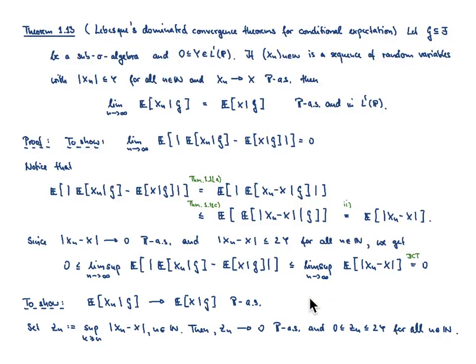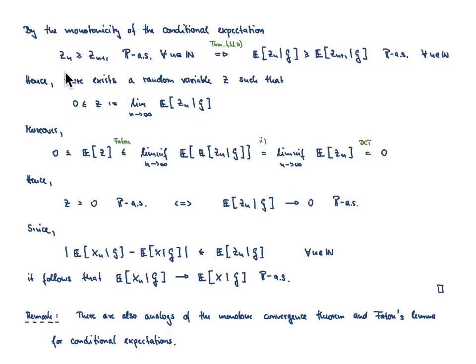Now let us address the almost sure convergence. And for that I would like to define the following random variable Zn, defined as the supremum over all k larger or equal to n of the modulus of the difference between Xk and X. So what do we know? By assumption, since we know that Xn converges to X P-almost surely, we know that Zn converges to 0 P-almost surely, and moreover, we know that Zn is bounded from above by 2 times Y and from below trivially by 0. This holds true for any n in the natural numbers.